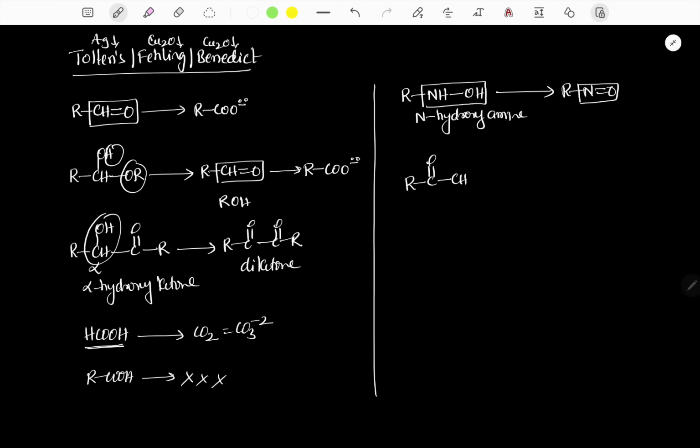And the sixth functional group is primary alpha hydroxy ketone. Now it won't undergo direct oxidation; it undergoes tautomerization and converts into RCHOH CHO.